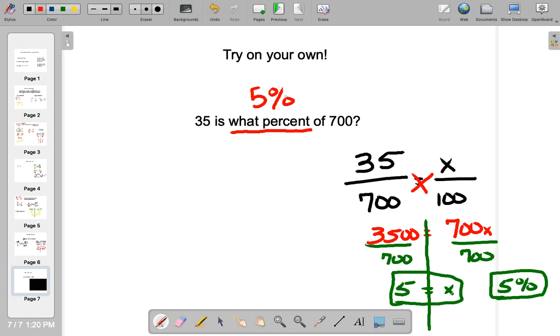Now, we're not expecting you to have this skill completely mastered, but we're hoping that this gives us a little bit of a starting point when we're working with both proportions and percents. As always, if you have any questions, please let me know.